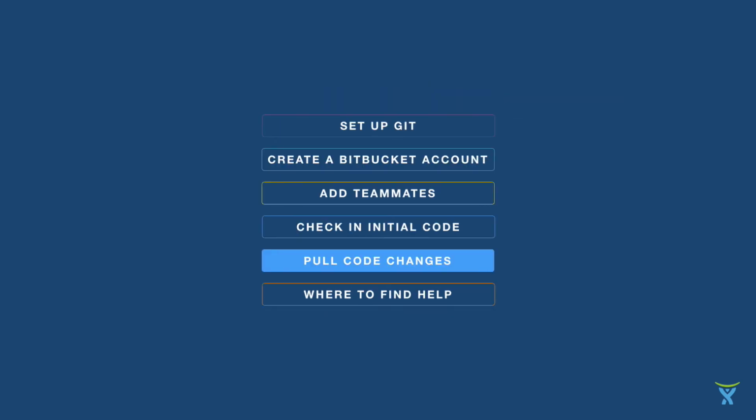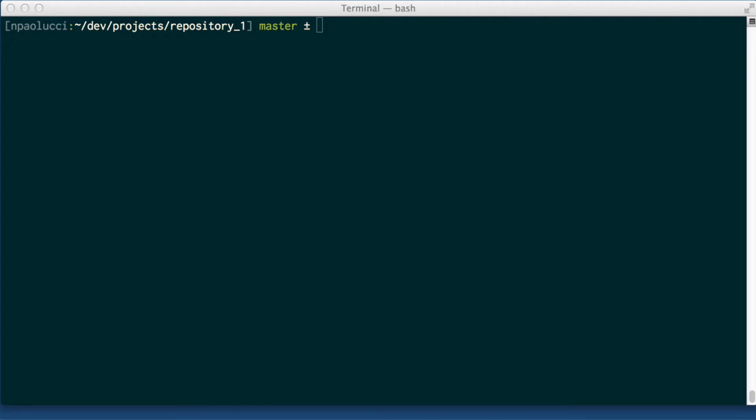Let's now see how you can pull changes from your peers. When the project is ongoing and your peers have committed some code to your shared repository, to collect their changes, it's very easy. You just need to use the pull command. The syntax is git pull origin master. So we're going to pull from the remote named origin, which is our Bitbucket remote repository, the changes incoming in the master branch locally.